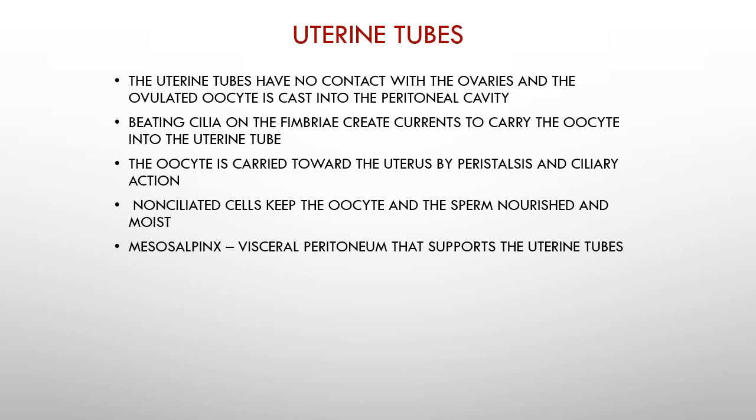And so it's those cilia in the fimbria that are helping to create fluid movement that's going to make its way into the uterine tube itself. That uterine tube then is going to push the oocyte down towards the uterus. So smooth muscle, peristalsis, cilia pushing it along in terms of the fluid.